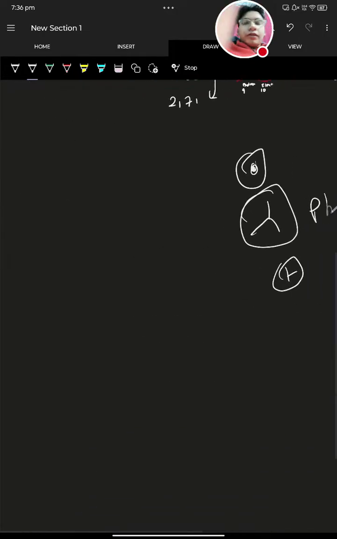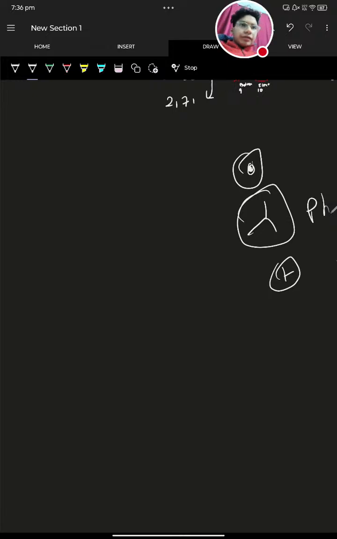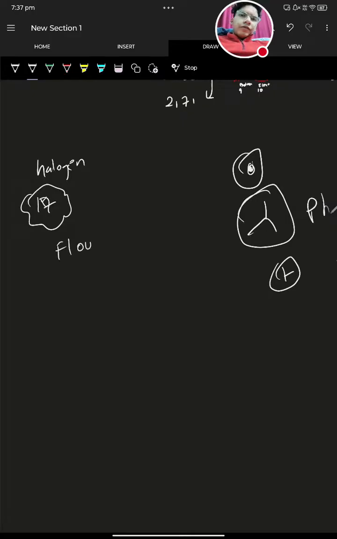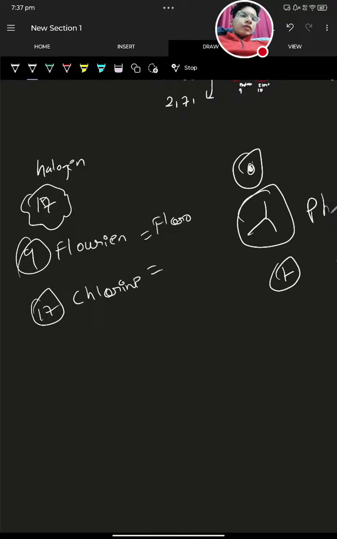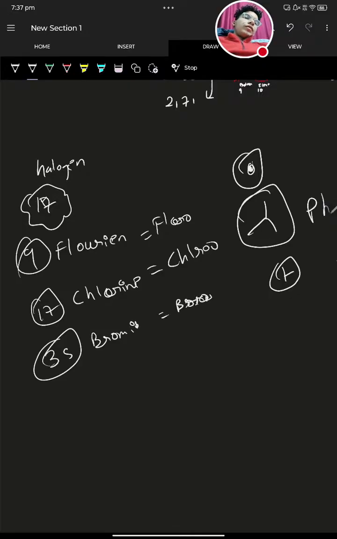Now you should know these till 20. But what was this, the halogens, the 17th group: fluorine as fluoro, chlorine as chloro, then bromine as bromo, then 53 as iodine, as iodo.